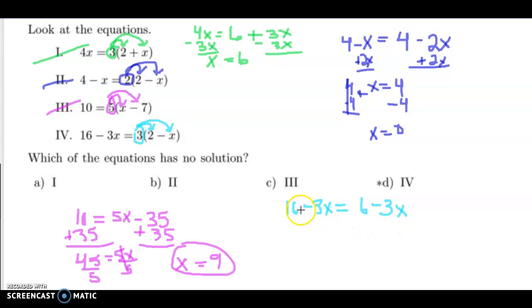I'm going to get all of my variables on one side by doing the opposite, which is adding 3x, because I like my variables on the left side. Notice these zero out, and on the left side they also zero out. So I'm left with 16 equals 6. Well, guess what? 16 does not equal 6. Because these sides are not equal to each other, number 4 is the one with no solution.